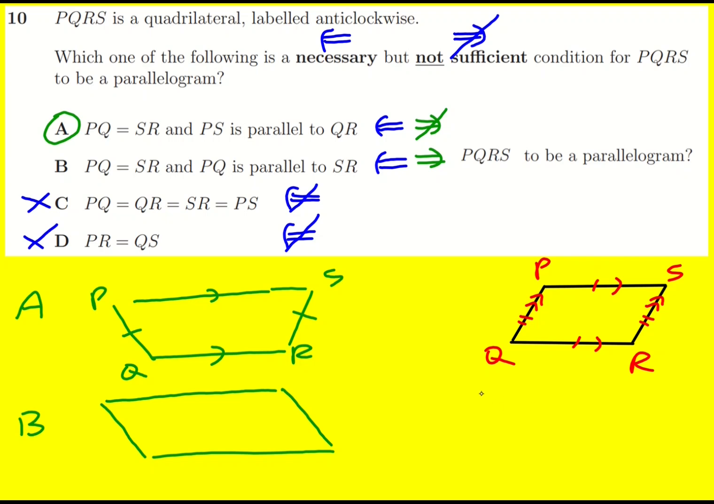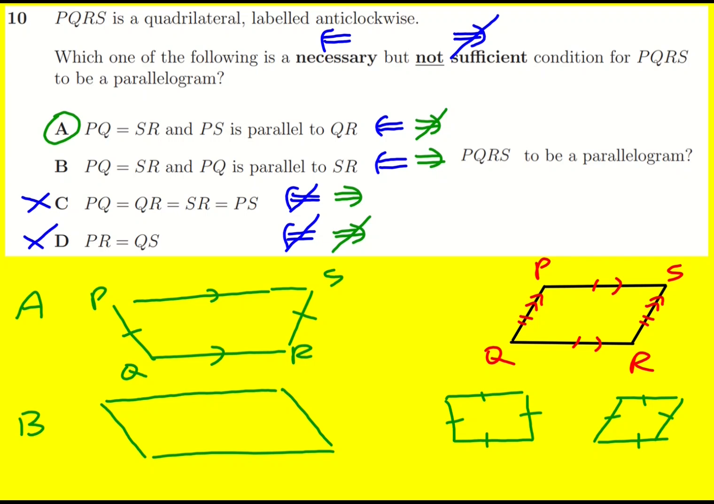If they were all equal, does that imply a parallelogram? Well, I could create a square, but that is actually an example of a parallelogram. A parallelogram is just two pairs of equal sides and two pairs of parallel sides. A square satisfies that, as does a rhombus. So in fact, that is a sufficient condition. Whereas PR equaling QS will not imply a parallelogram. You won't ever get that in a parallelogram. So this one is neither necessary nor sufficient.